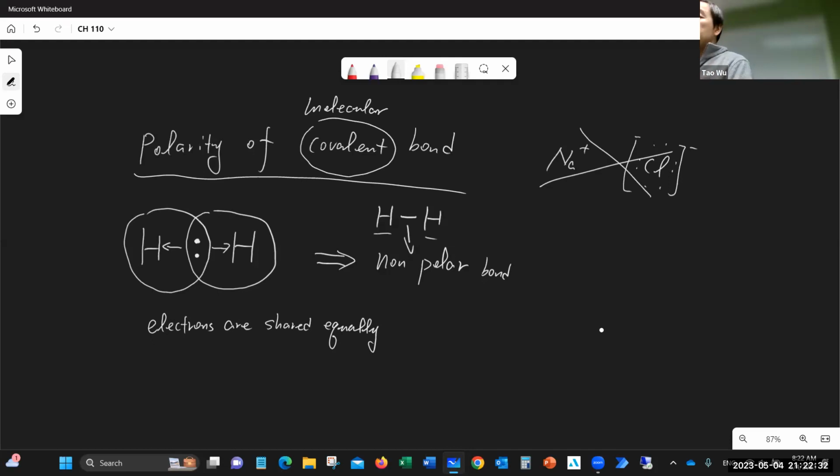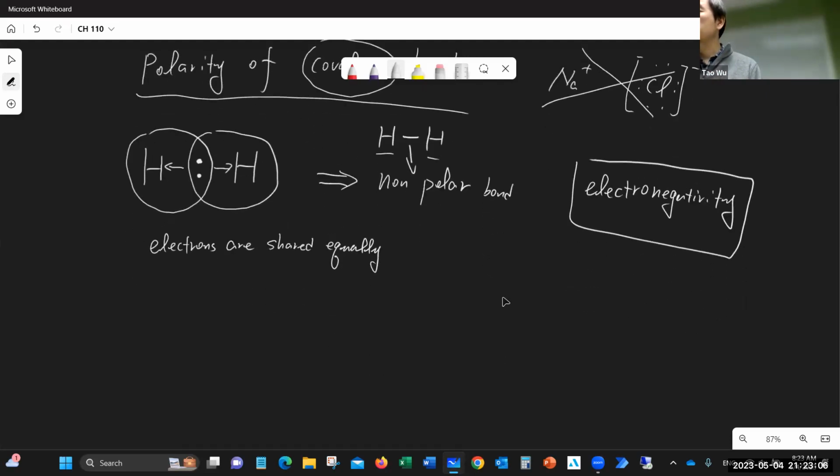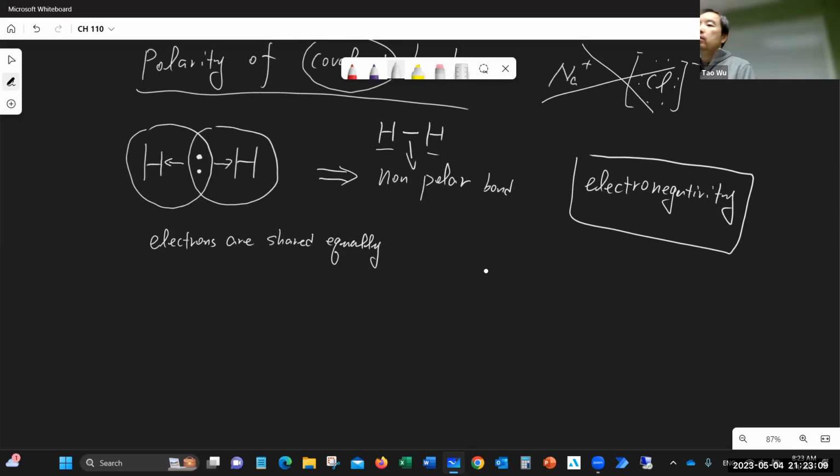But the force they're pulling with is called electronegativity. And remember, when we talk about the periodic trend, we talk about electronegativity. Electronegativity shows the strength between the atoms, the strength of pulling those electrons. So this one is identical, so that's why we have a non-polar bond.